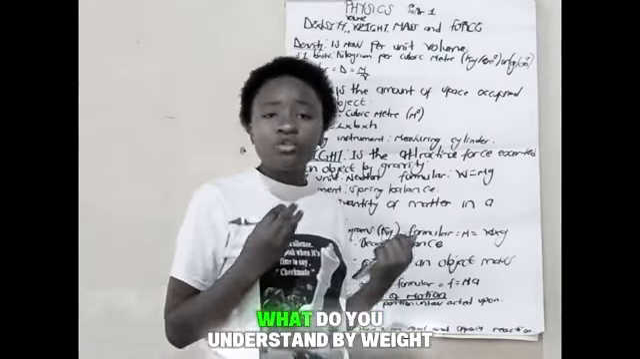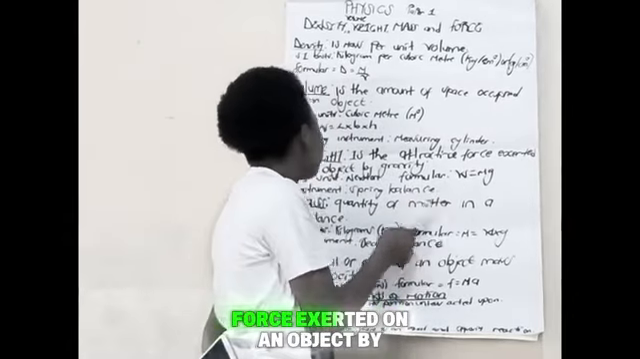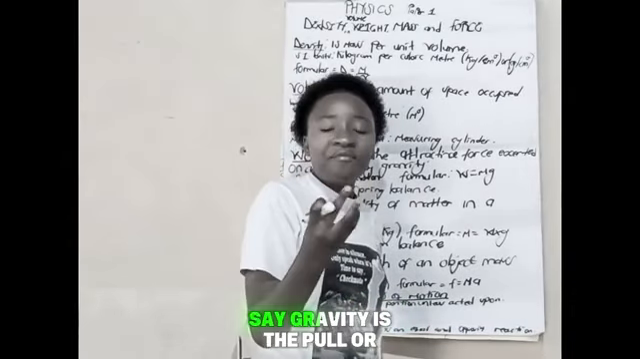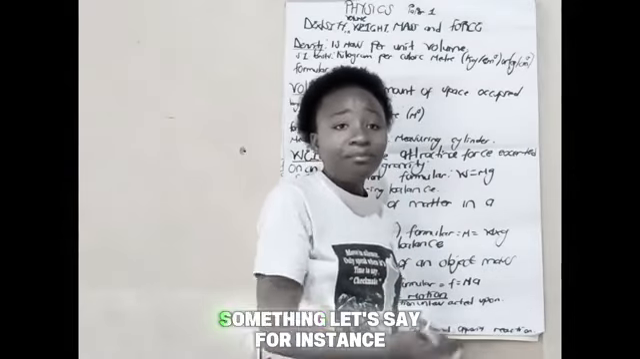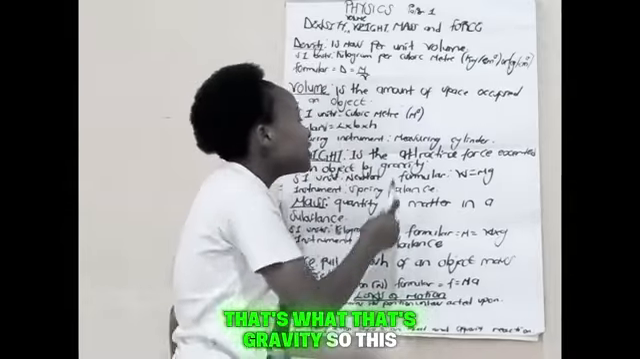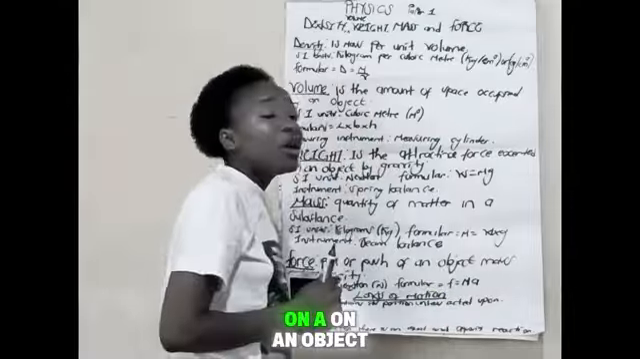What is weight? What do you understand by weight? Weight is the attractive force exerted on an object by gravity. As you know, gravity is the pull of something. Let's say for instance I were to throw this, for it to come down, that's gravity. So this is the attractive force that is exerted on an object.